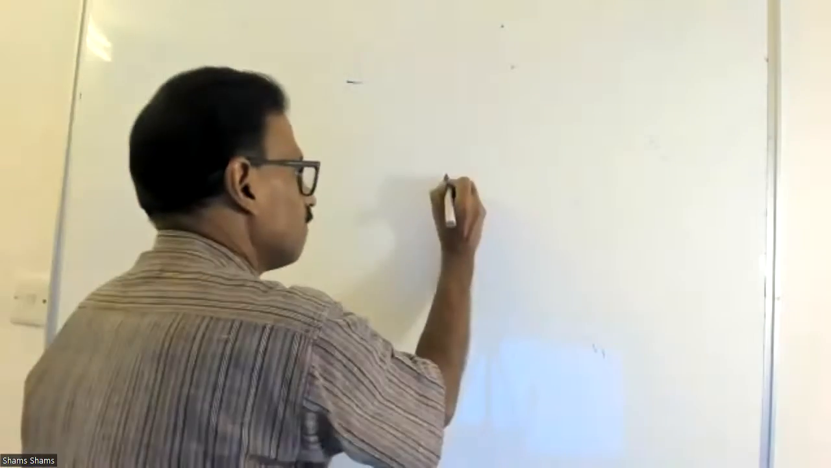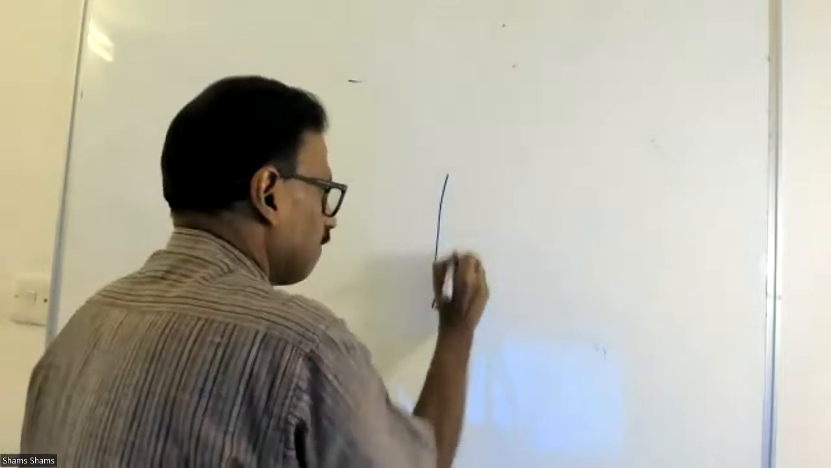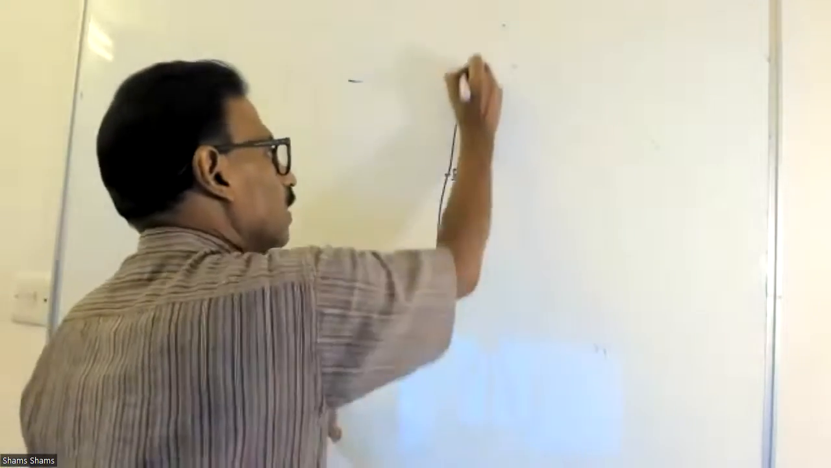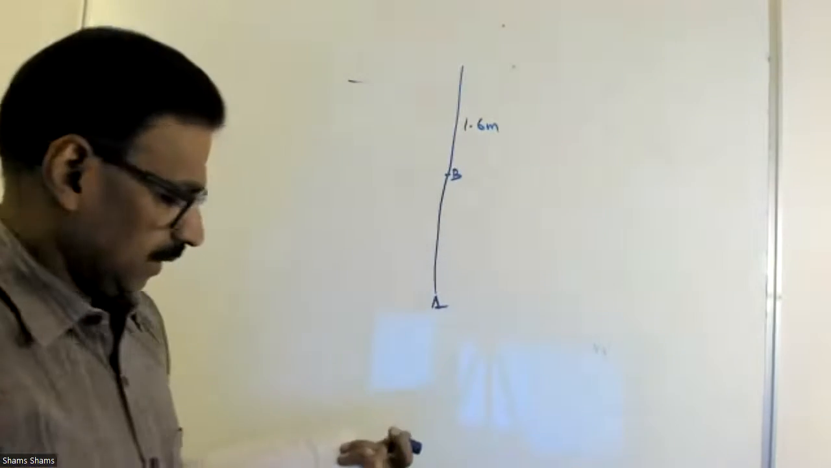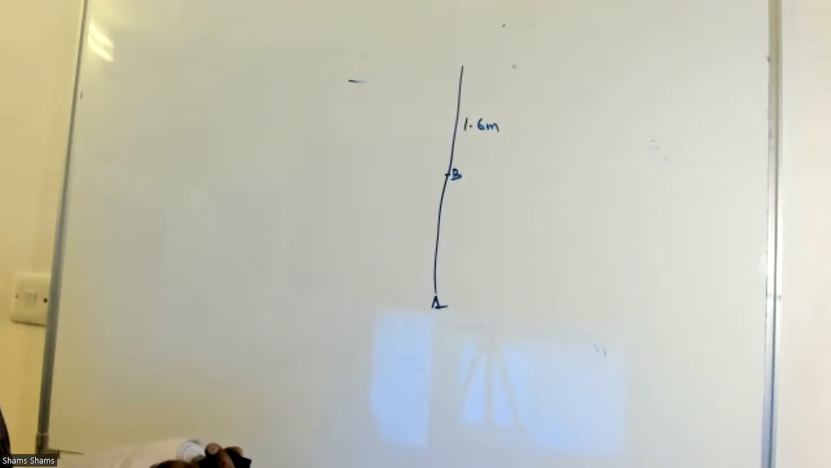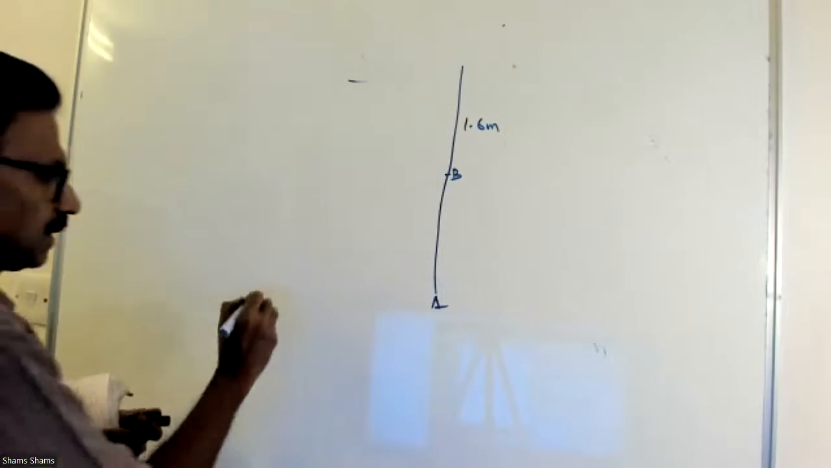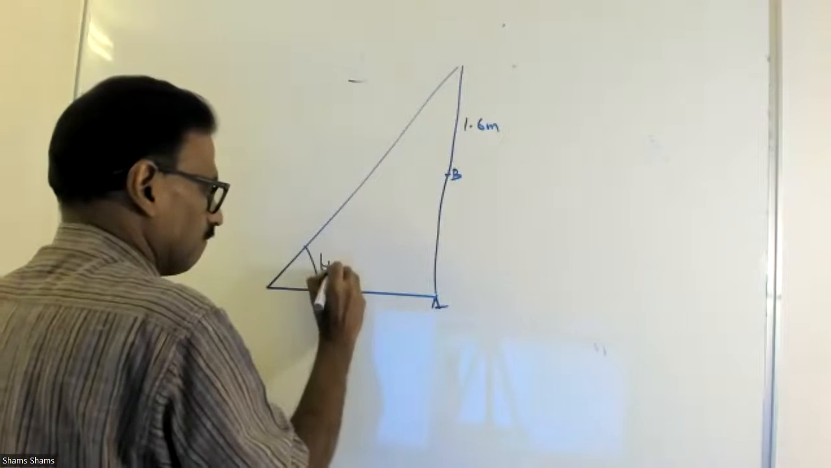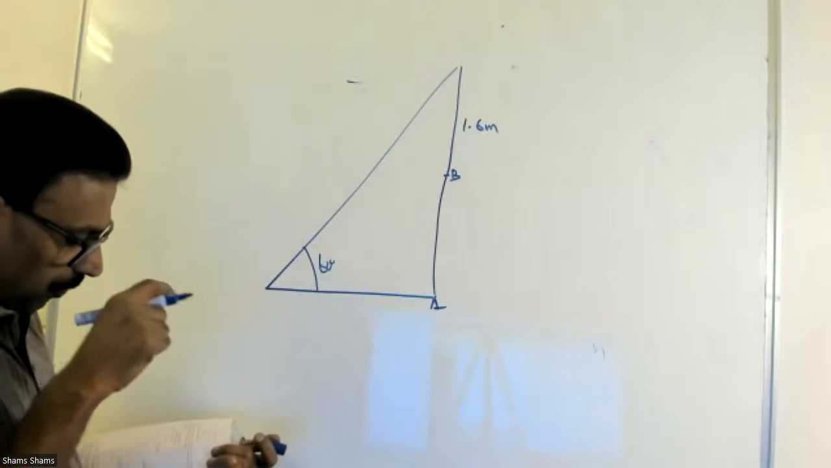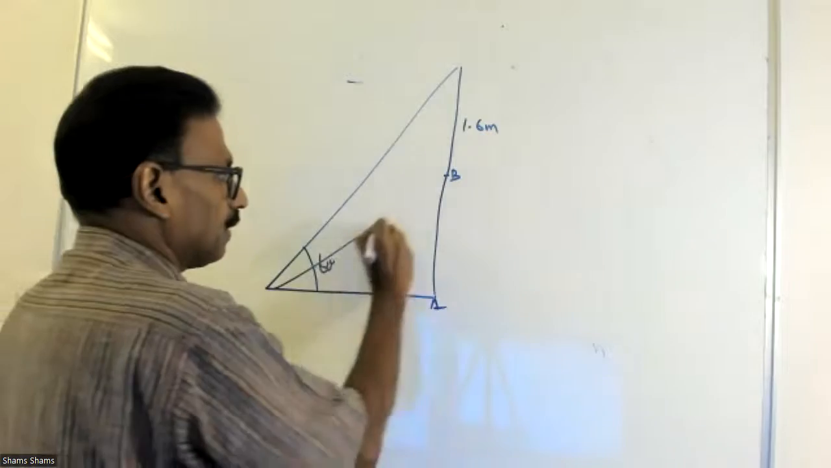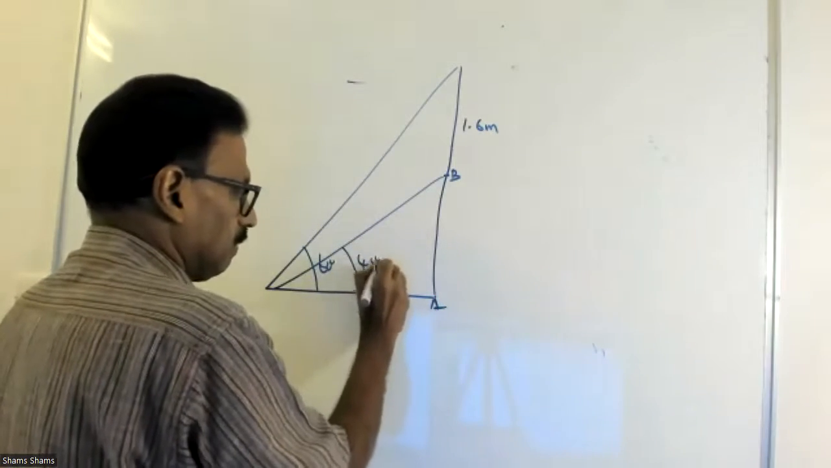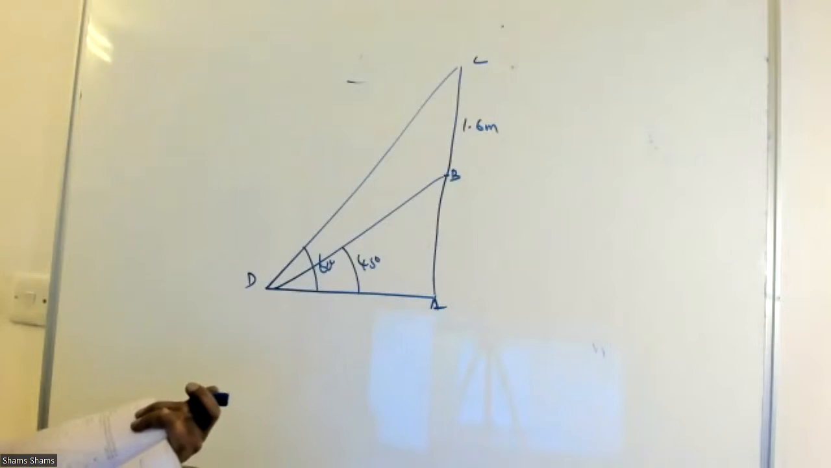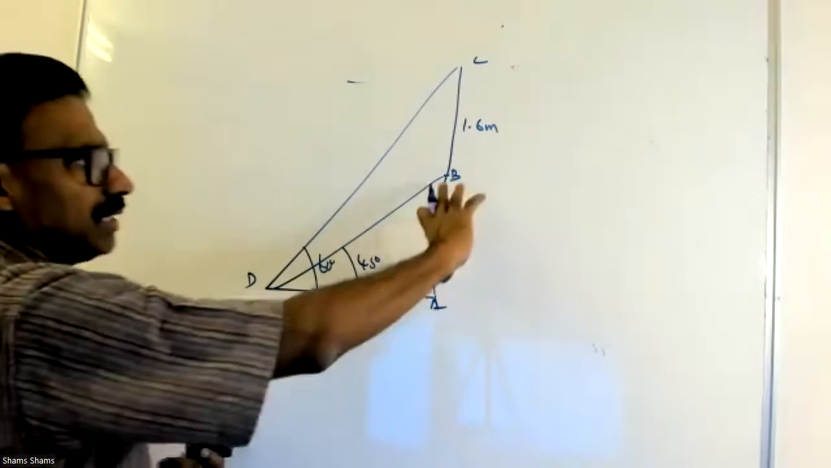So here AB is the pedestal, and the statue is here, 1.6 meter. From a point on the ground, the angle of elevation of the top of the statue is 60 degree, from here. At the same point, the angle of elevation of the top of the pedestal is 45 degree. This one is 45 degree. Points A, B, C, D, E. Then what do you find out? This height you have to find out.